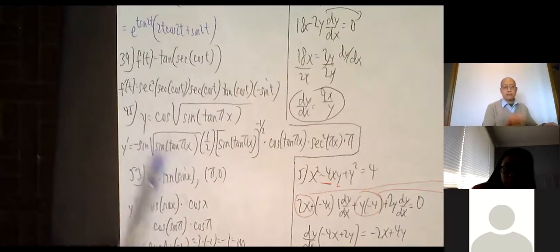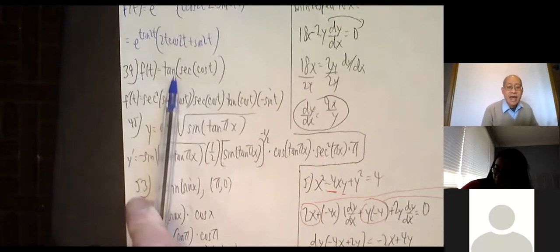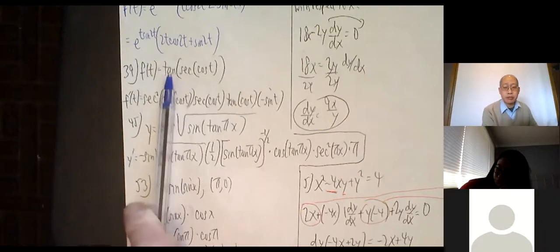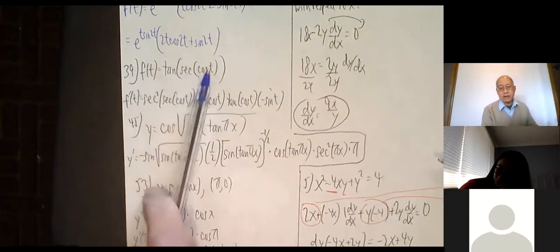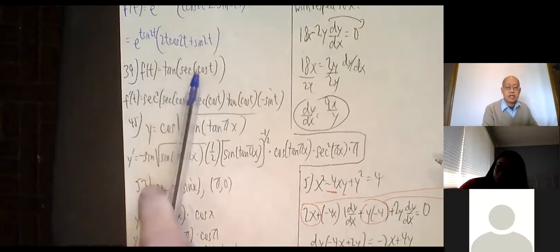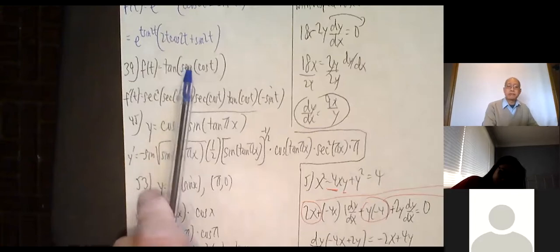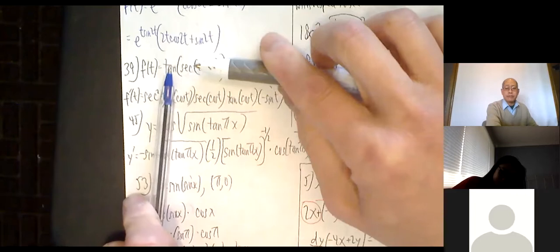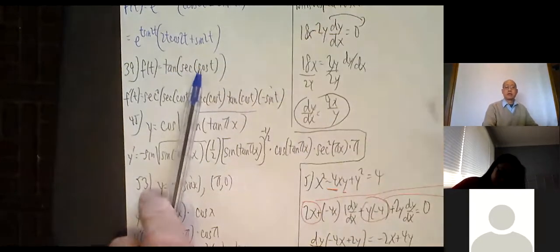Okay, one thing to watch out for: if it said tan x secant x, that would not be a composition of functions. That would just be a product rule. Suppose it's tan t secant t cosine t. That would all be multiplication. There'd be no chain rule. It would just be the product rule. When it's like this, that's a composition of functions. This is not a multiplication. It's the tangent of the secant of the cosine of t.